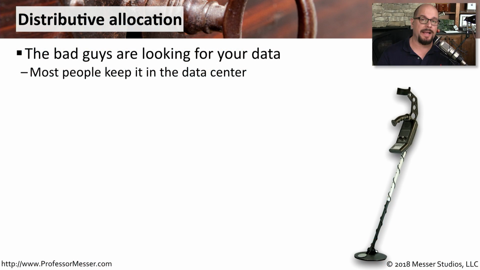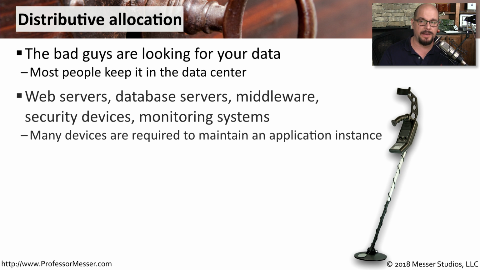If someone's trying to gain access to your servers or your data, they're going to look anywhere on the network to be able to find it. You have web servers, database servers, middleware, and security systems, and all of these devices are required if you're going to build out an application instance. The bad guys know that this is where the important data is, and they're going to keep looking inside of your network to find all of these pieces.